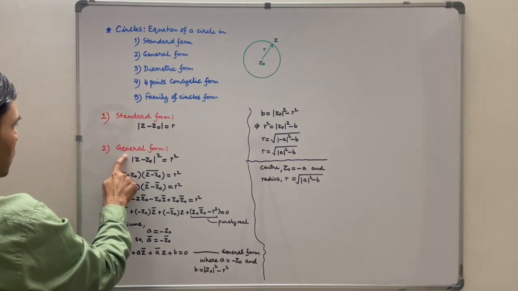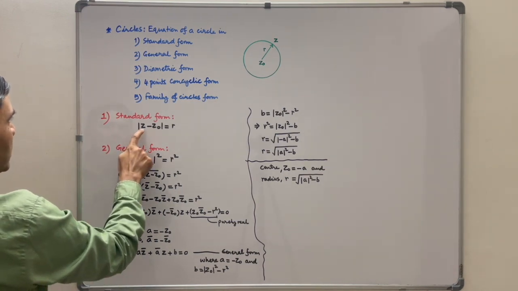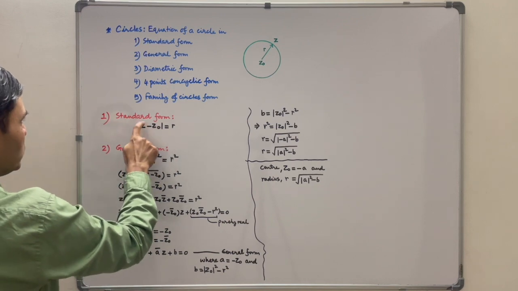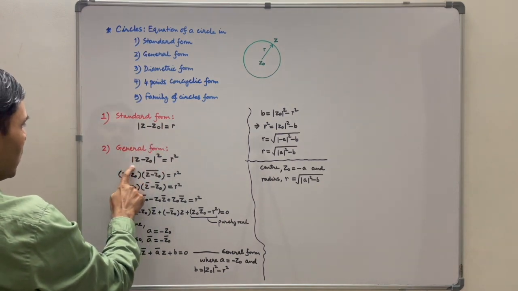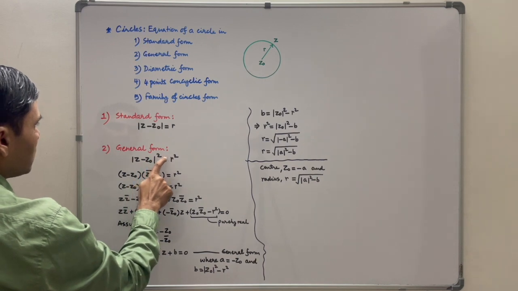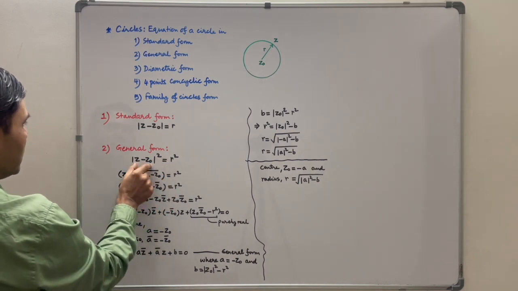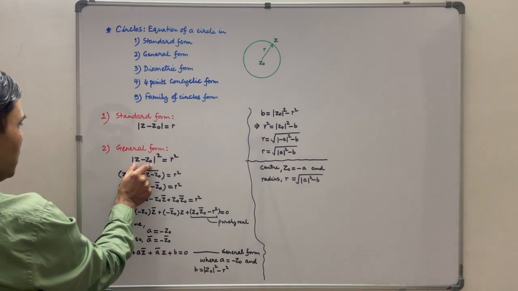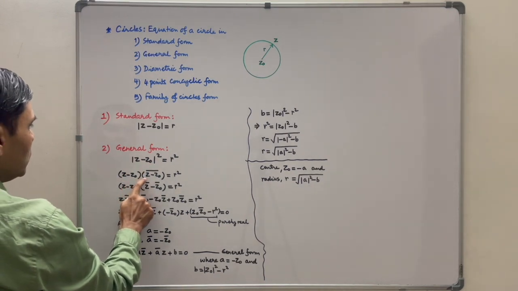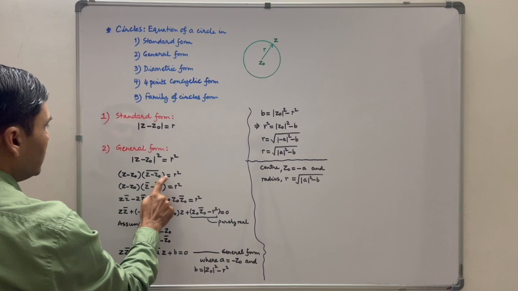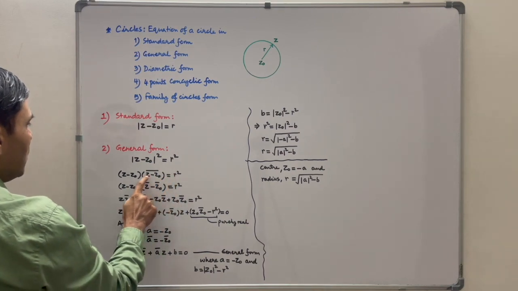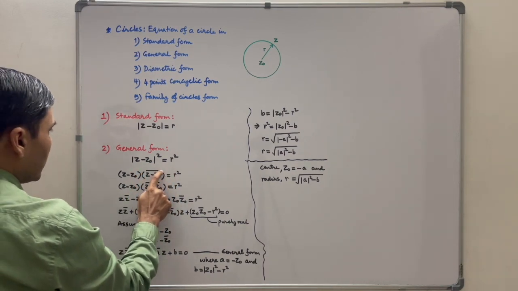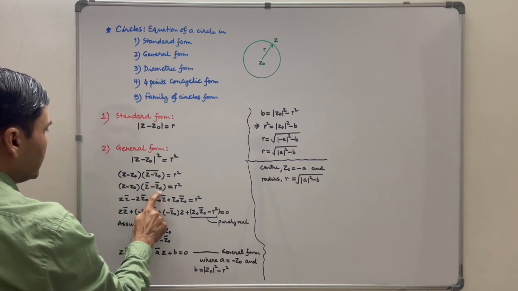Second one is general form. We can derive general form from the standard form. Square both sides of it. So we get mod Z minus Z0 square is equal to R square. This is in the form mod Z square, which can be written as Z times Z bar using mod property. So it will be Z minus Z0 into Z minus Z0 whole bar equal to R square. Z minus Z0 whole bar can be written as Z bar minus Z0 bar using conjugate property.